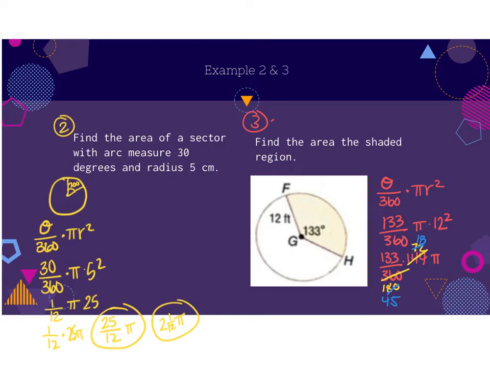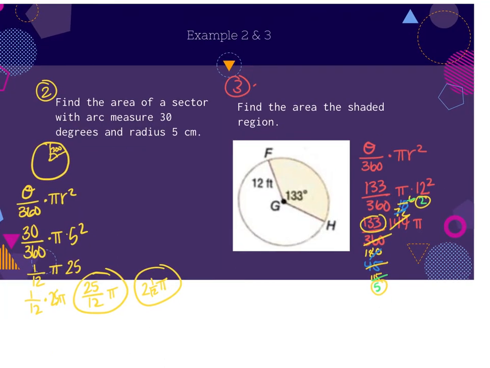I could divide by 3, which gives 6 and 15. I can do another 3, which is 2 and 5. That's as far as I can go. So now I have 2, I have 133, and I have 5. So 133 times 2 is 266. And then we have 5 as our denominator, leaving it in terms of pi.